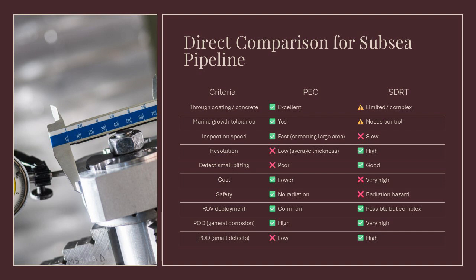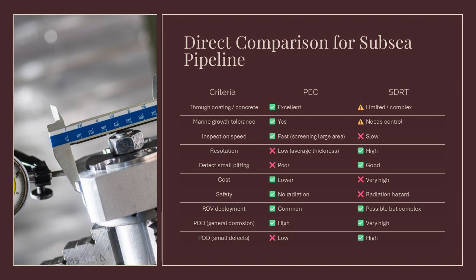ROV deployment. PEC is commonly deployed with ROV systems and is well established in subsea operations. SDRT can also be deployed but is more complex and less common in subsea environments. Probability of detection, POD, for general corrosion. Both methods perform well, with SDRT having slightly higher detection capability. However, for small defects, SDRT significantly outperforms PEC due to its higher resolution.